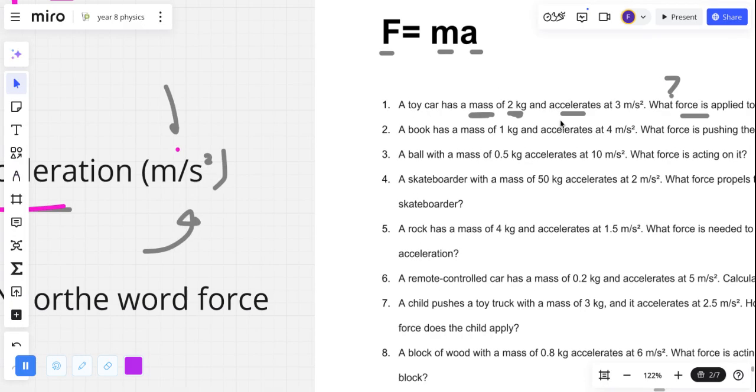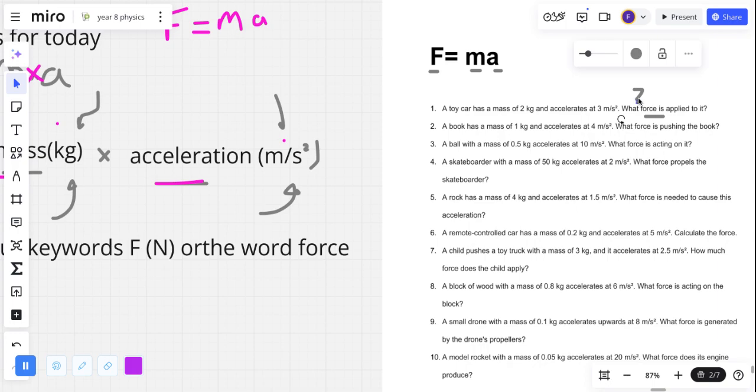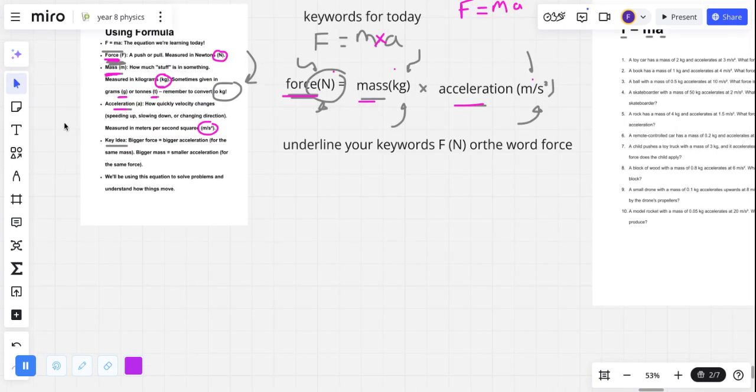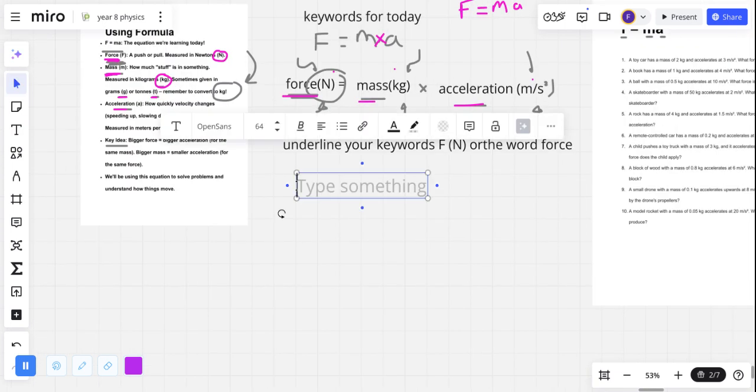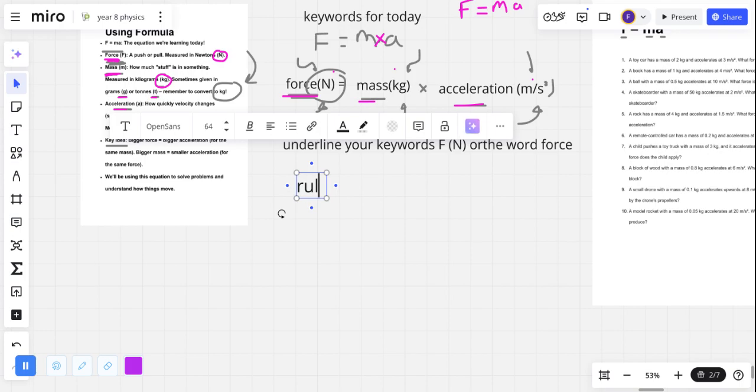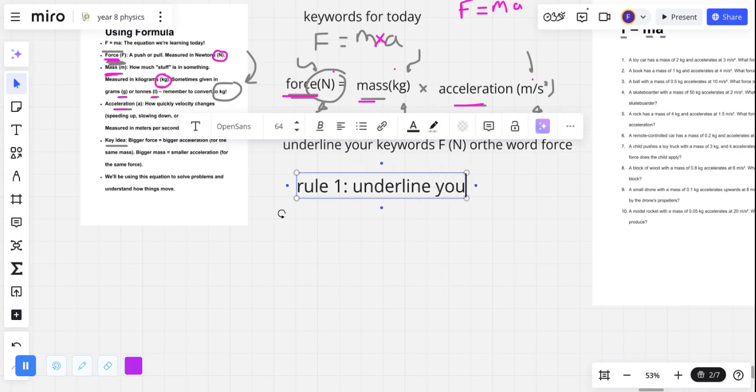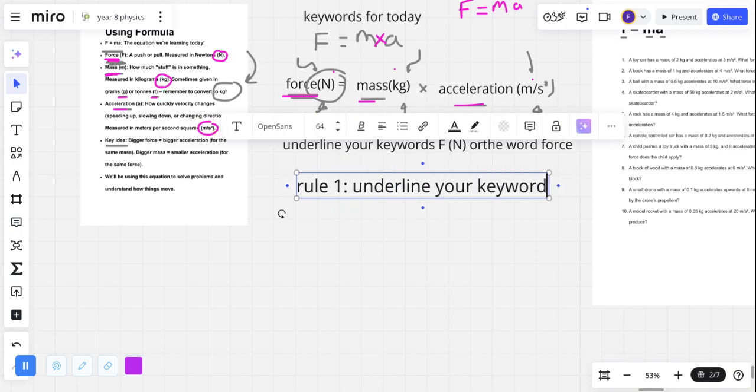All right, now, question 1. First things first. Rule number 1, and I'm going to write it down. I always want you to remember this for every single question you will do, and I'm going to make it a habit. This is a rule, and rules cannot be broken. Rule 1, never break it: underline your keywords. If you only get as far as this, I am happy.